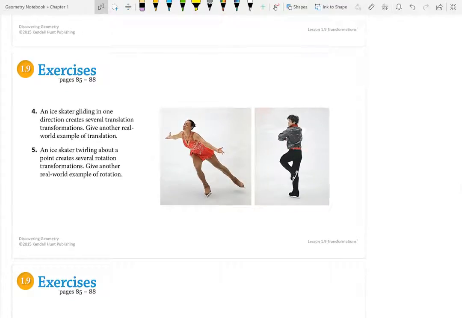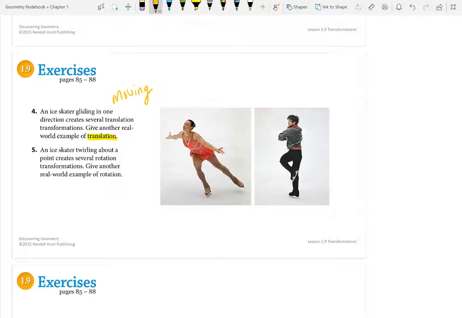Number 4, an ice skater gliding in one direction creates several translation transformations. Give another real-world example of a translation. So again, a translation is just an example of moving, right? It's a rigid transformation, so you're not going to change your size or shape. In the case of the ice skater, they're moving around the ice.